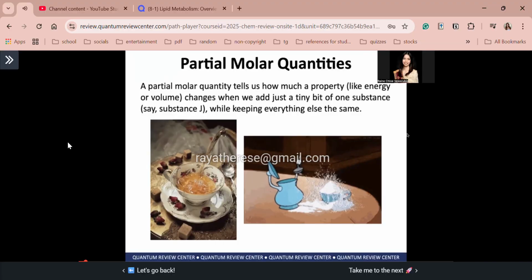It's like asking, guys, if I add one spoon of sugar to my tea, how much sweeter will it get? That sweetness change per spoon is like a partial molar quantity. It's about how much a specific component will contribute to the overall mixture.